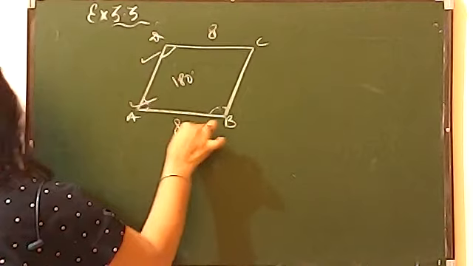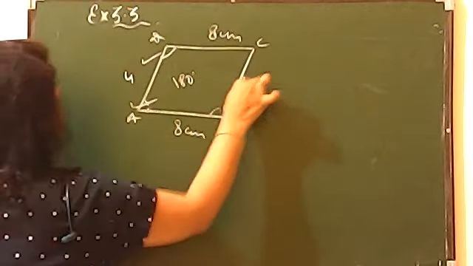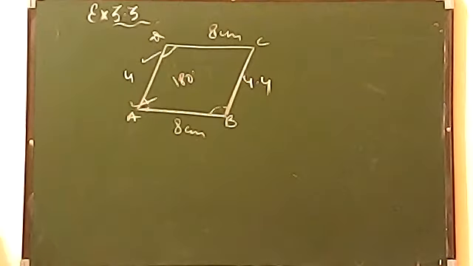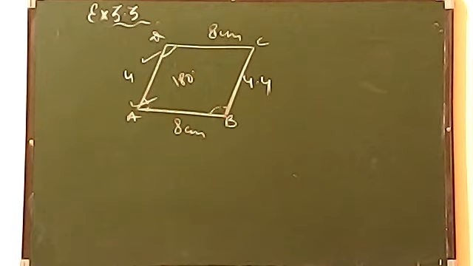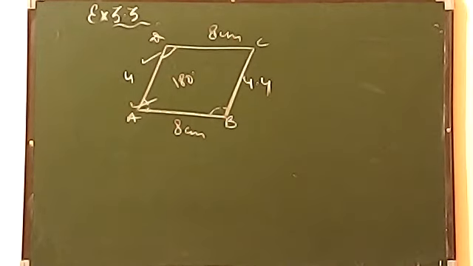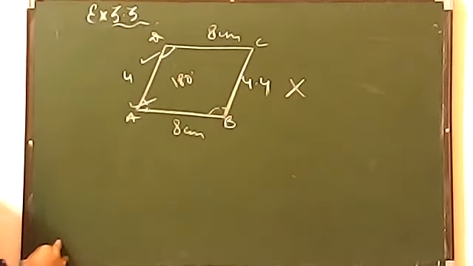Second condition it is telling here that AB is equal to DC is equal to 8. ये दोनों 8 सेंटीमीटर हो जाए और ये वाला 4 हो जाए, ये वाला 4.4 हो जाए. It is not possible at all. Because according to the rule of parallelogram, opposite sides should be equal. So if this is 4 and this is 4.4, this will not be a parallelogram.